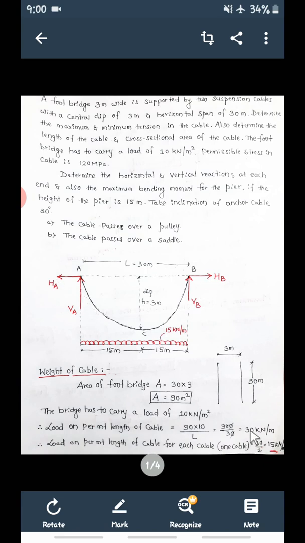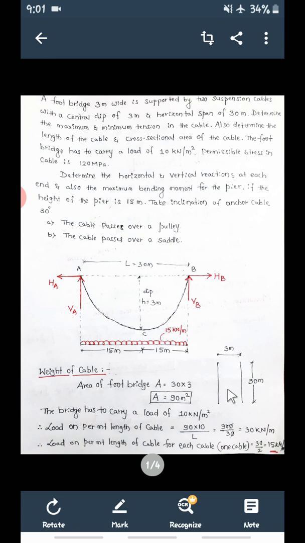So now we can calculate for one cable how much load. This is divided by 2, since this is for two cables. So for one cable, how much? Okay, so load per meter length of the cable for each cable is equal to 30 divided by 2, 15 kilonewtons here, right? This is not given in the problem, so we have calculated this.